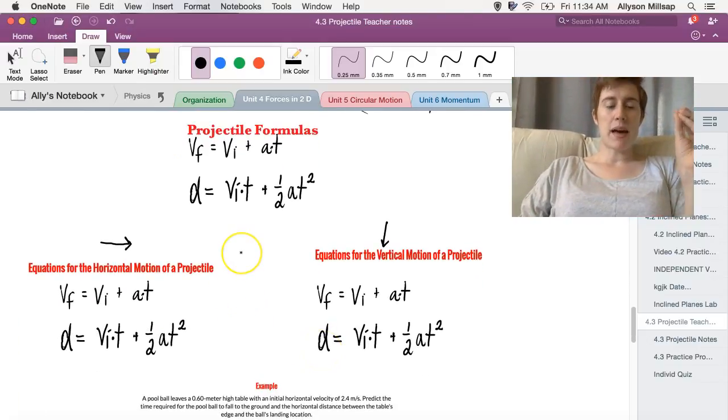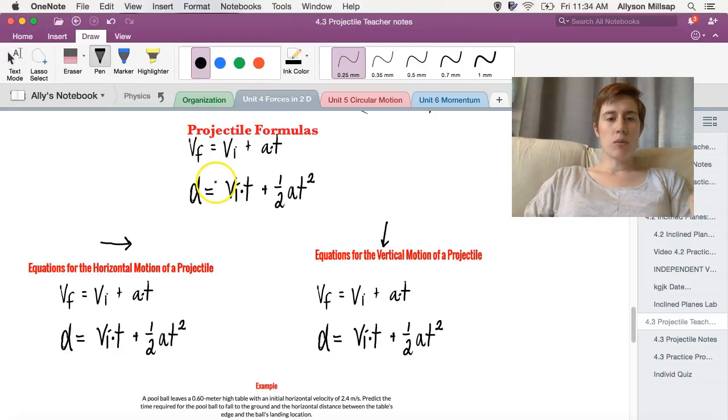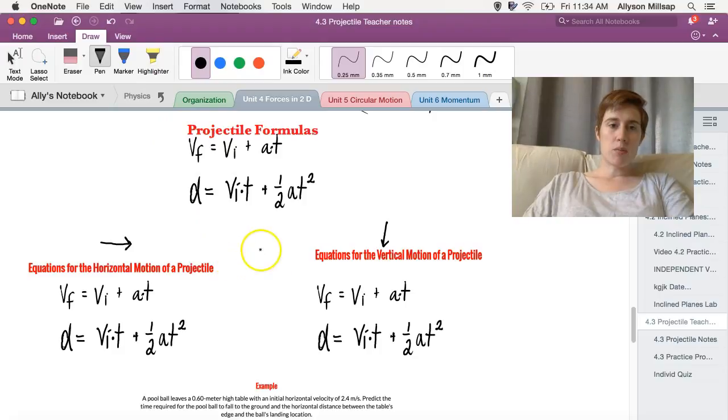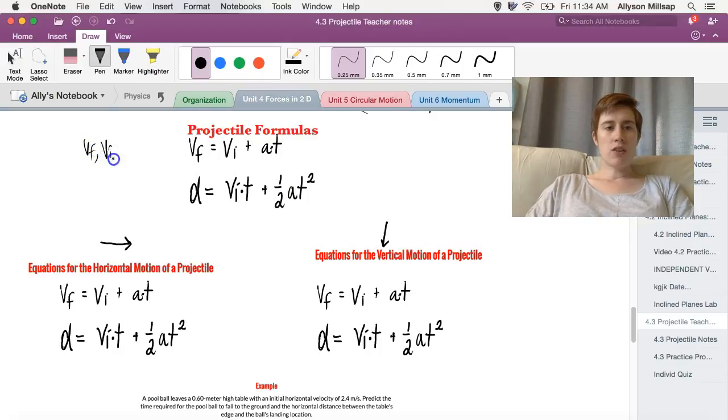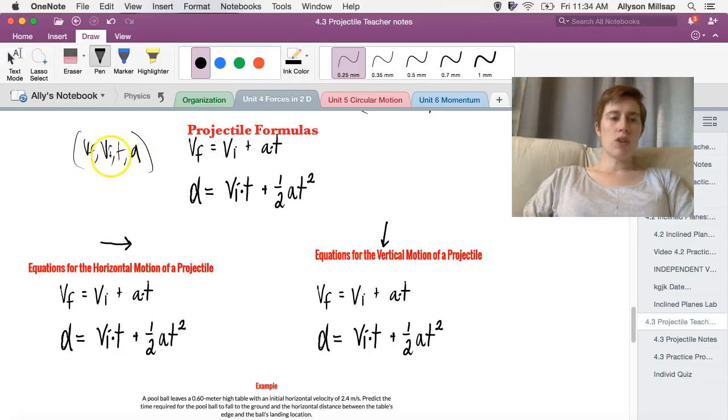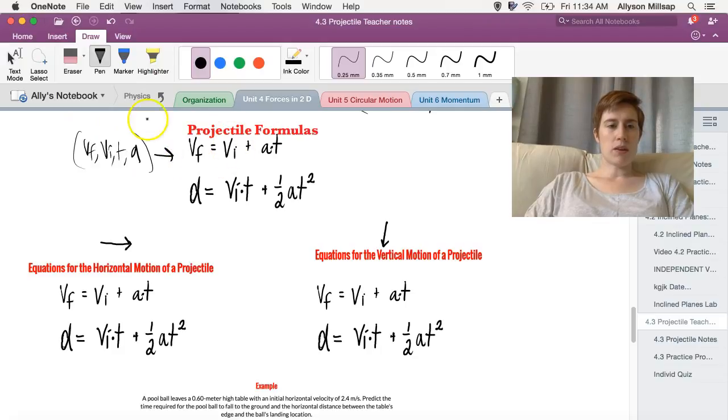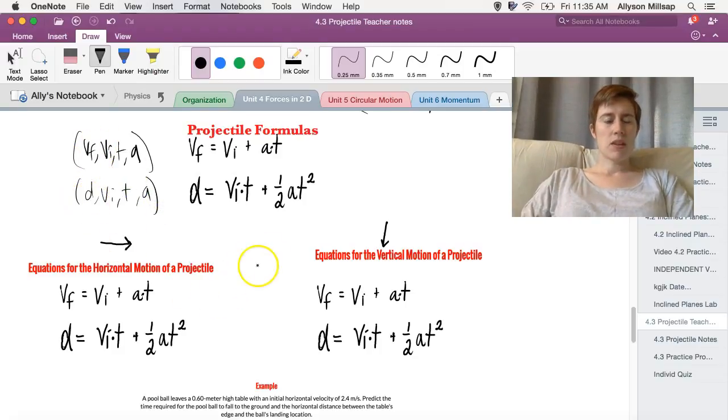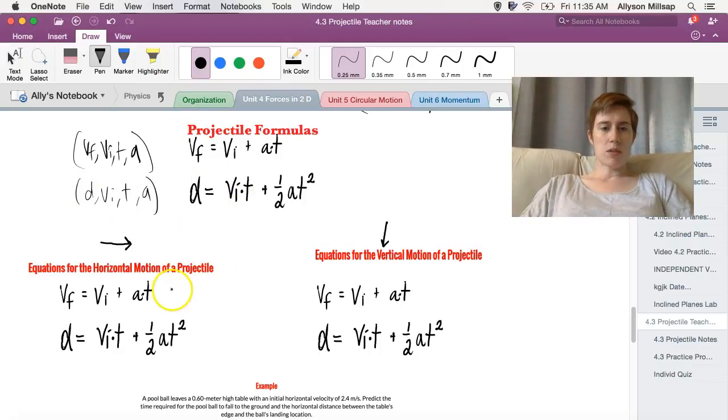Now I want to talk about mathematically how we can use these two formulas to solve projectile problems. This first formula is really when you have VF, your final velocity, VI, your initial velocity, time, and acceleration. So if you have these four, or if you're solving for one of them, you'll use this formula. This next formula includes distance, but it doesn't have final velocity. So it's got initial velocity, time, acceleration, but instead of final velocity, it has distance. So we're going to be looking at these two formulas and how they come into play.